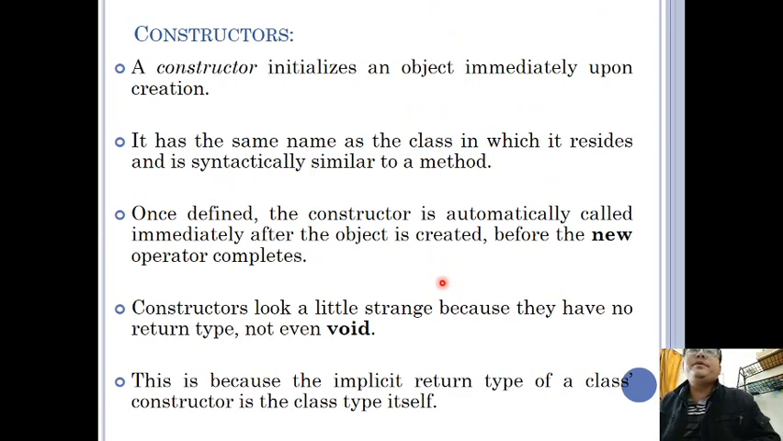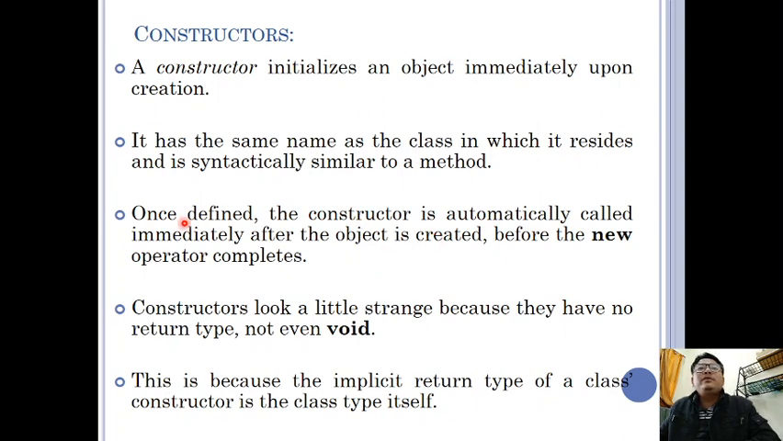Now coming to the point, constructor. The constructor is basically used to initialize the members whenever an object is created. The property of the constructor is that it has the same name as that of the class. And it doesn't have a return value written somewhere else. Once defined, the constructor is automatically invoked.